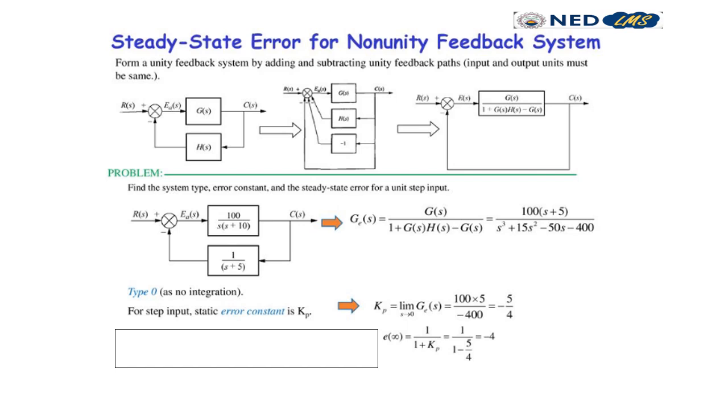Now we define the steady state error for non-unity feedback systems. If we have a non-unity feedback system, we will simplify our system to a unity feedback system. So here we see that we have G of s as the forward path transfer function. We have one feedback loop H of s, another feedback loop with -1, and here we have a symbol for direct -1 feedback.